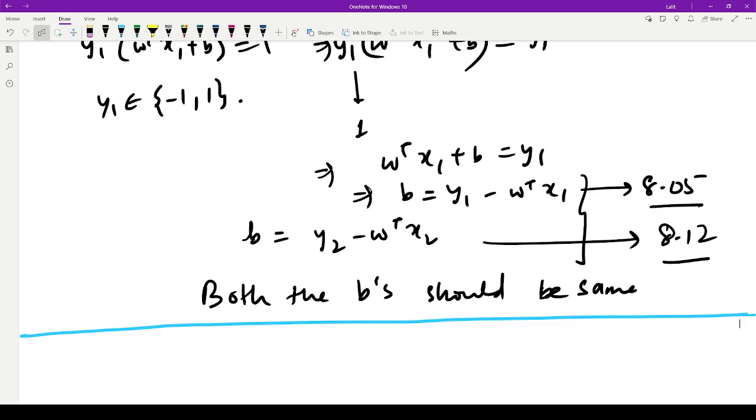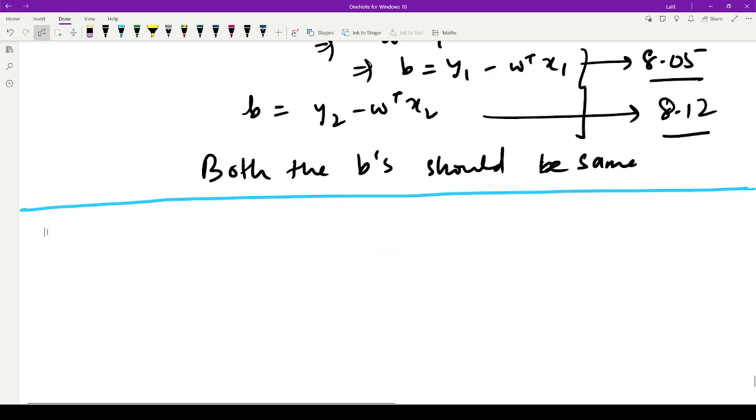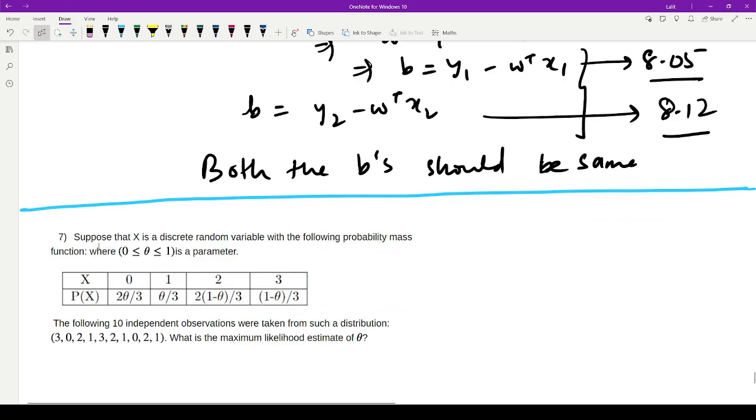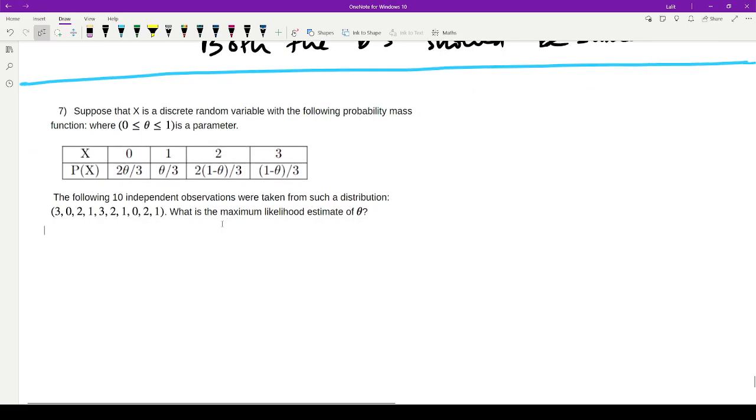The next one seems simple. So suppose that x is a discrete random variable with the following probability mass function. The theta is the parameter. As you see here, theta is the parameter for the probability mass function. The following 10 independent observations were taken from such a distribution. So these are 10 observations taken from the same distribution. What is the maximum likelihood estimate of theta?